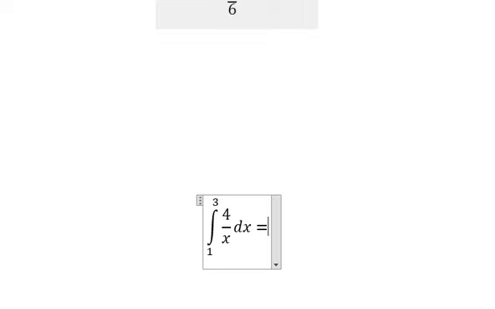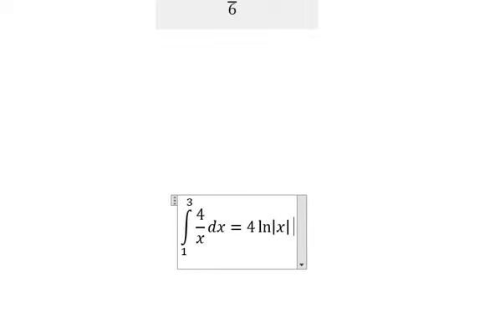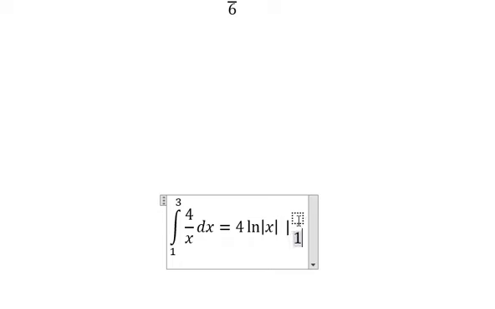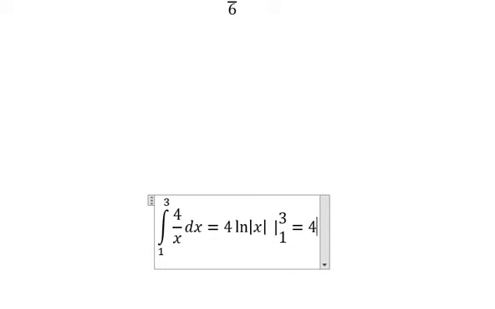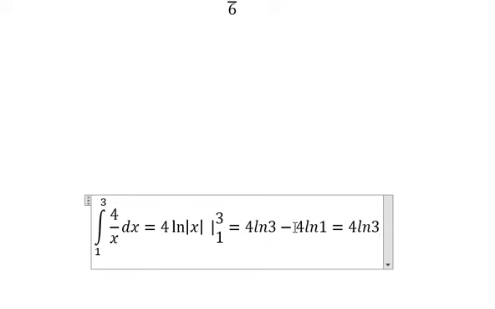This one, we have number 4 Ln of the absolute value of s. And then we put the bounds from number 1 to number 3. And now we have the final answer. Ln number 1, you got number 0.